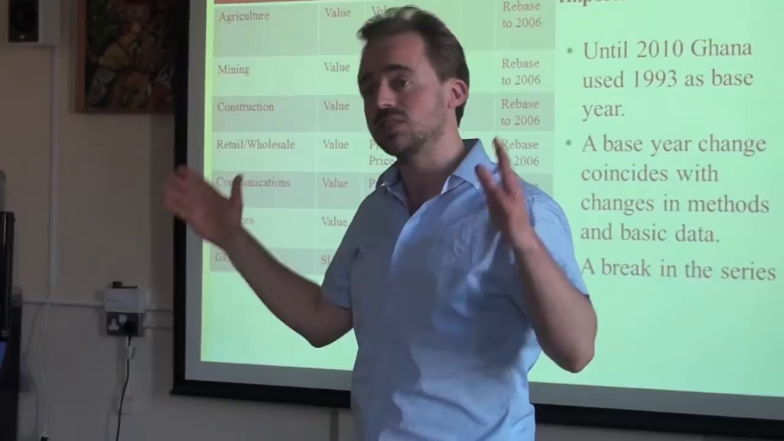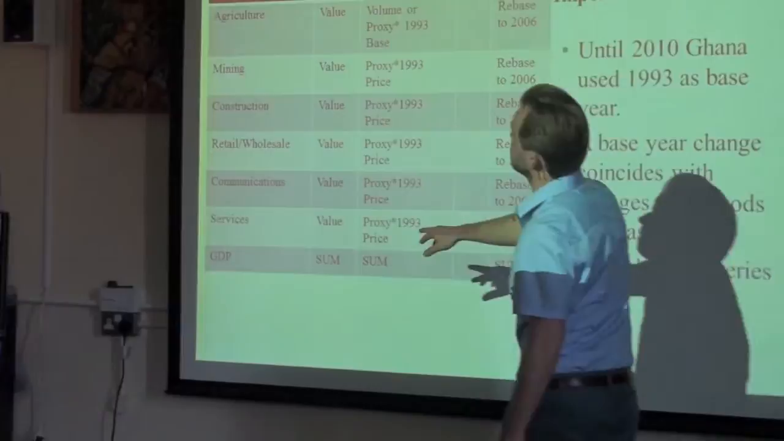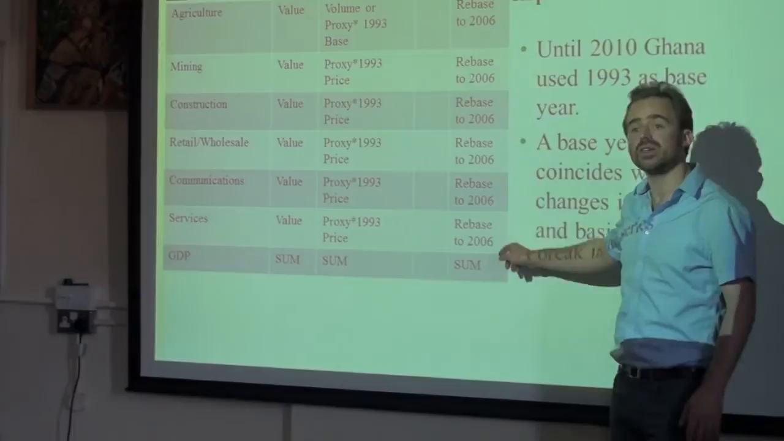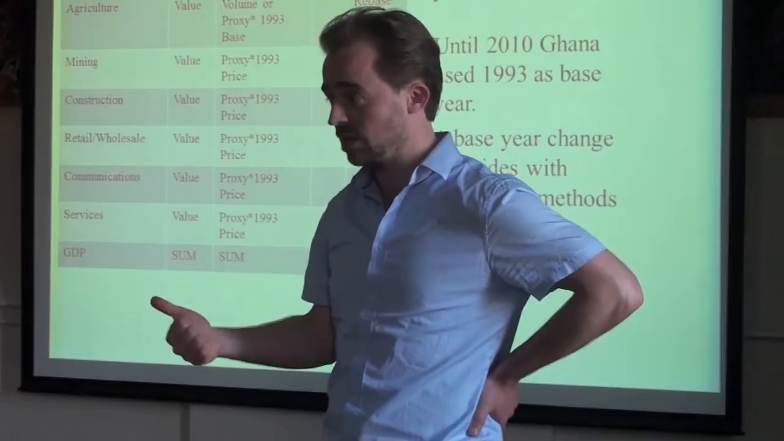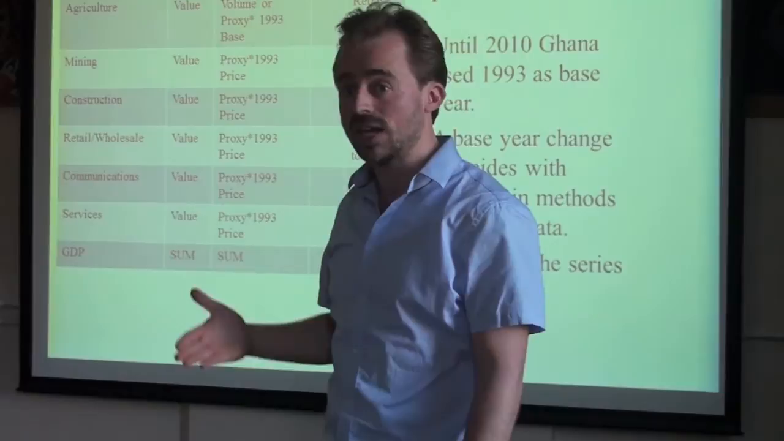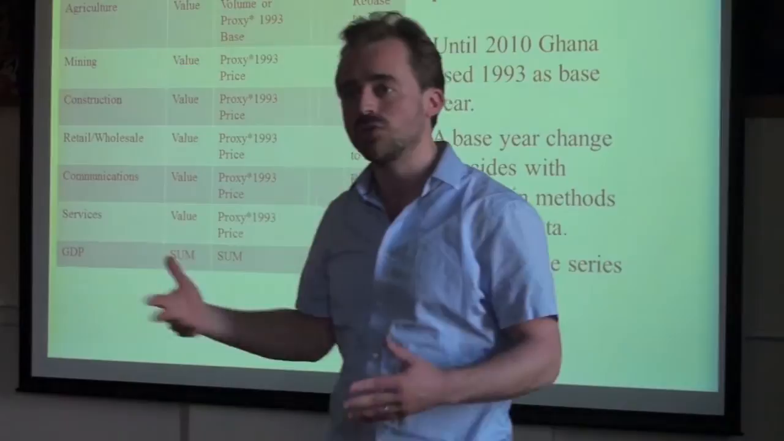What happened in Ghana was that they kept the base year in 1993 all the way until 2010. And now they rebased to 2006, so they made a new sum for 2006. In the meantime, their proxies had lost a lot of economic activity. They haven't captured, through the value-added taxes, what was going on in the service sectors. They did collect data on landline phones, not cell phones, and so forth. A lot of things happen over two decades, right?